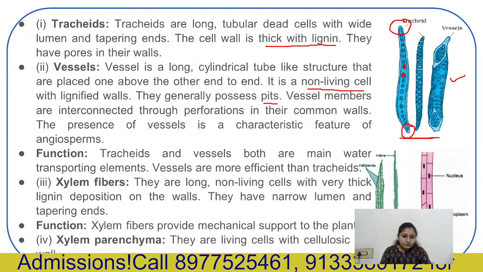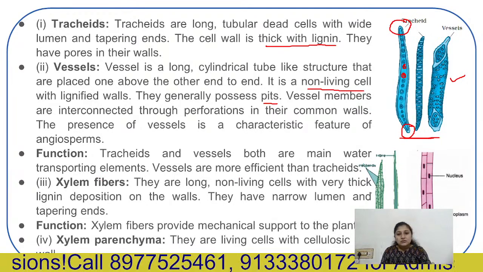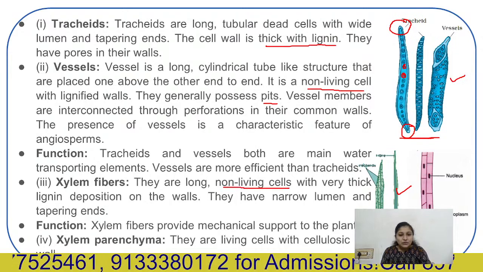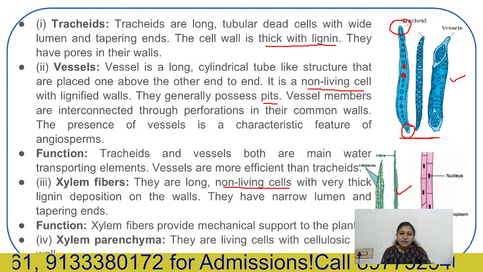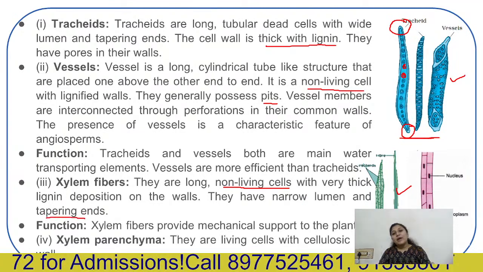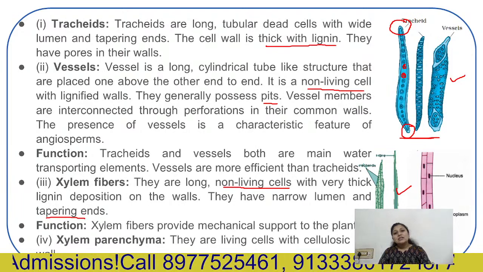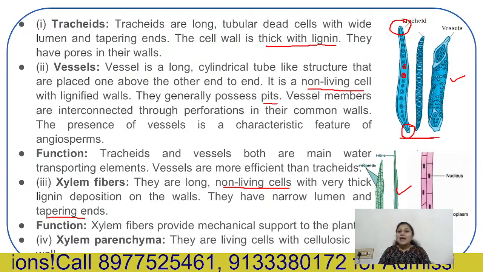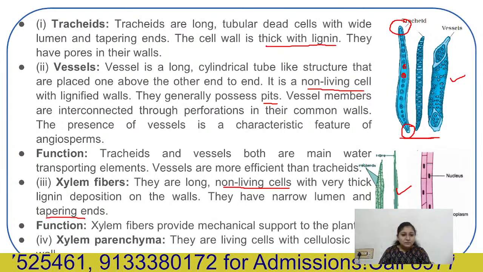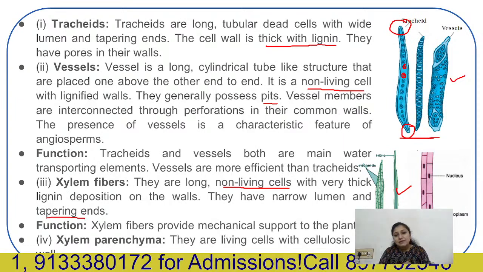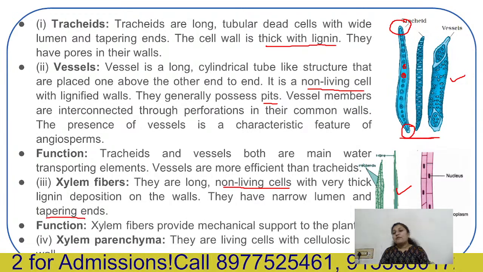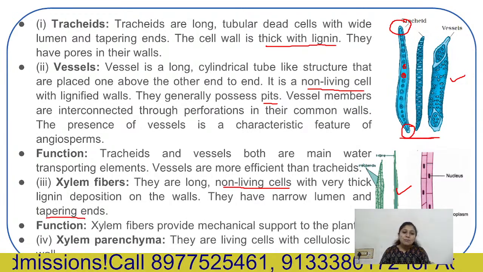Xylem fiber. See, this is xylem fiber. They are long, non-living cells with thick lignin deposition. They have a narrow lumen and tapering ends. Remember, the difference between fiber and tracheid is that tracheids have pores in their walls, and the lumen is wide as compared to the fiber. Then xylem parenchyma are living cells with a cellulosic cell wall. So only one element is living here, that is xylem parenchyma.